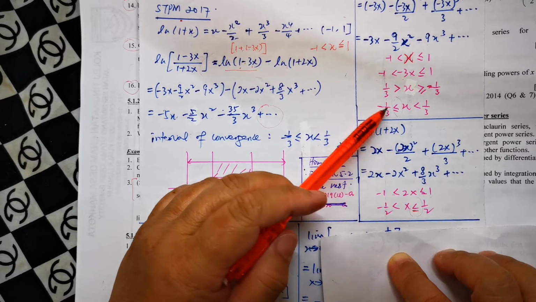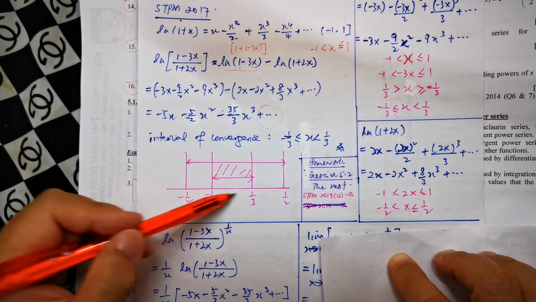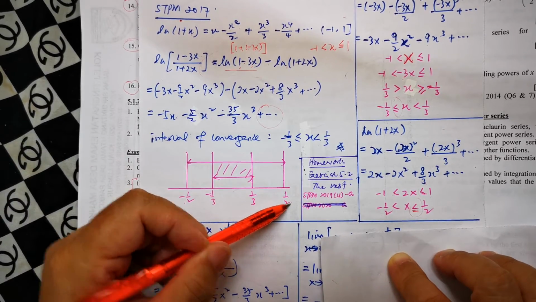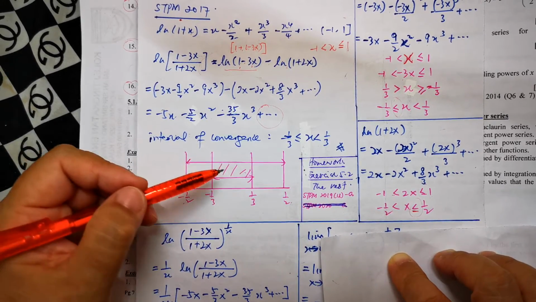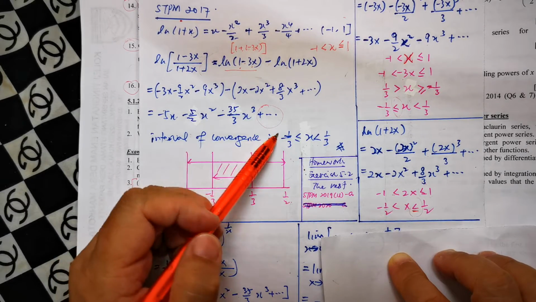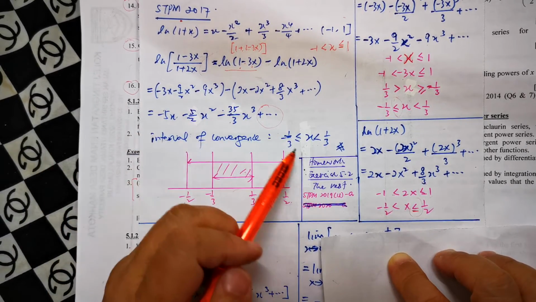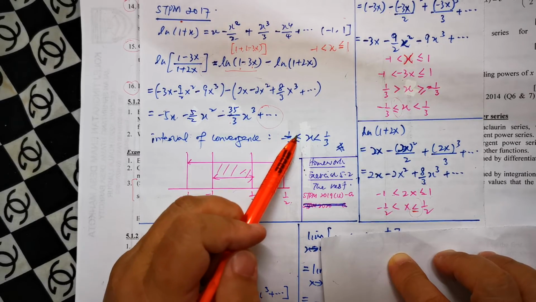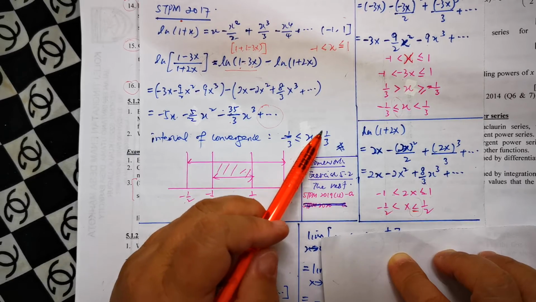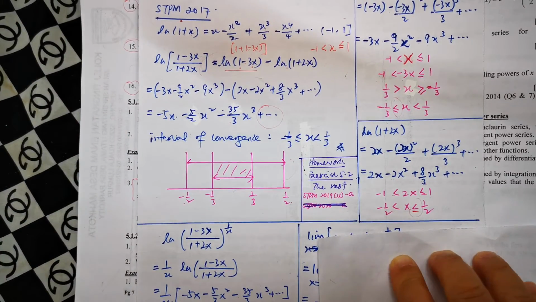So this one is between negative 1/3 to 1/3 here. This one is bigger, negative 1/2 and 1/2 here. Alright, so the intersection area is here, the smaller set. Therefore, the interval of this new expansion will be x between negative 1/3 less than or equal to x, less than 1/3. Okay?